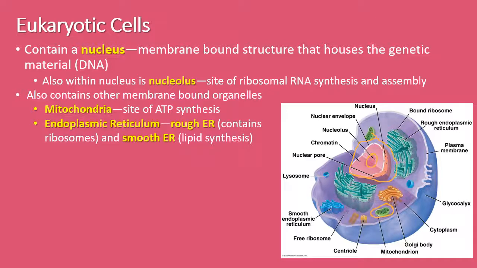The endoplasmic reticulum, you can see here, there's two forms of endoplasmic reticulum. You have what's called the smooth endoplasmic reticulum, that's where lipids are made, and then the rough endoplasmic reticulum contains ribosomes. So all these little dots here on the endoplasmic reticulum are the ribosomes, and so that's going to be a site of protein synthesis.